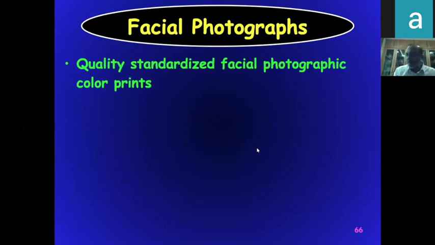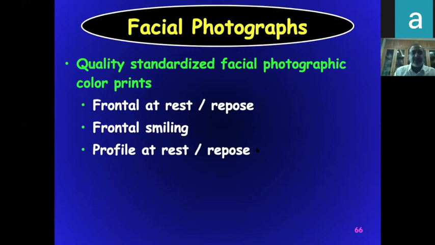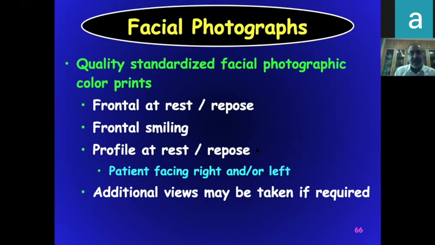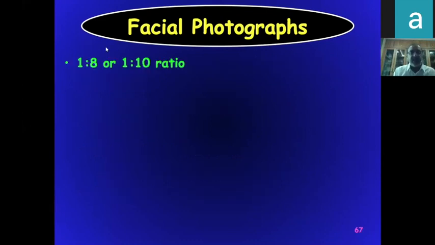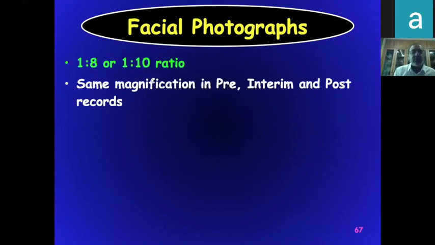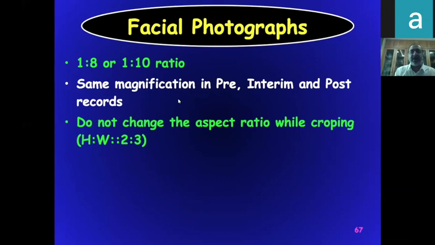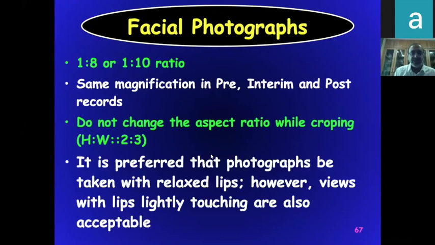Now about the facial photographs, you must have good quality standardized facial photographs: frontal at rest, frontal smiling, profile at rest, patient facing to the right or left, and additional views can be taken. It has to be either 1:8 or 1:10 ratio. The same magnification should be there in the pre, interim, and post records. End treatment records at a different magnification are not accepted. Do not change the aspect ratio while cropping. The height-width ratio, please don't change.